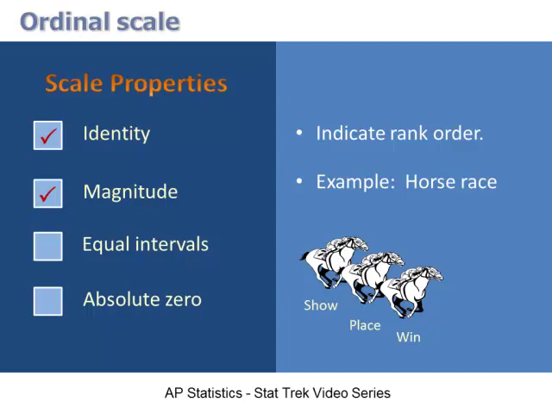Note that the ordinal scale only reveals rank order. It does not say whether the winning horse barely won or won by a mile. Again, you cannot add or subtract values on an ordinal scale. In a race, 3 show finishes do not equal a win.